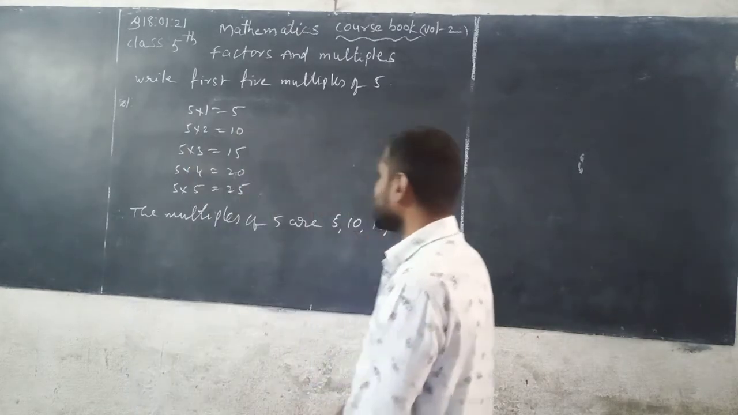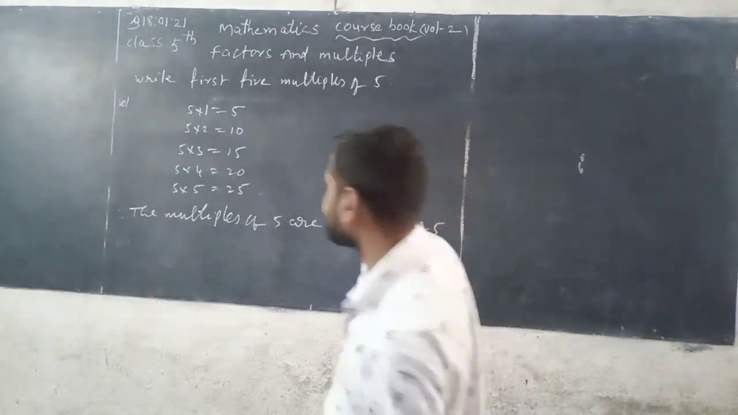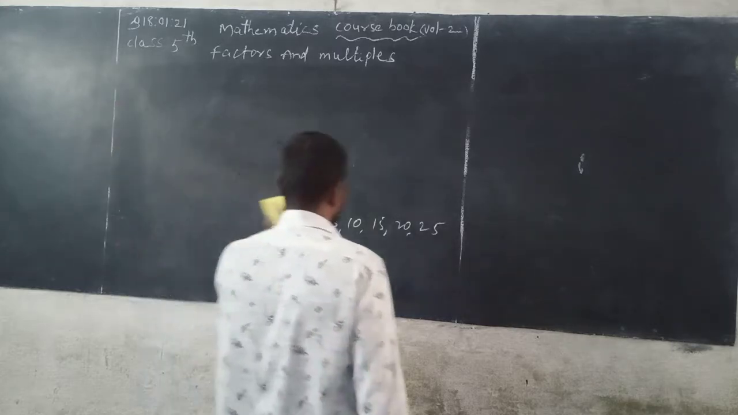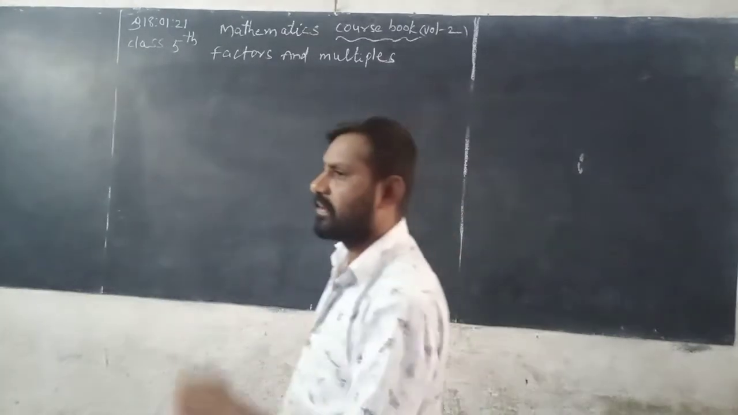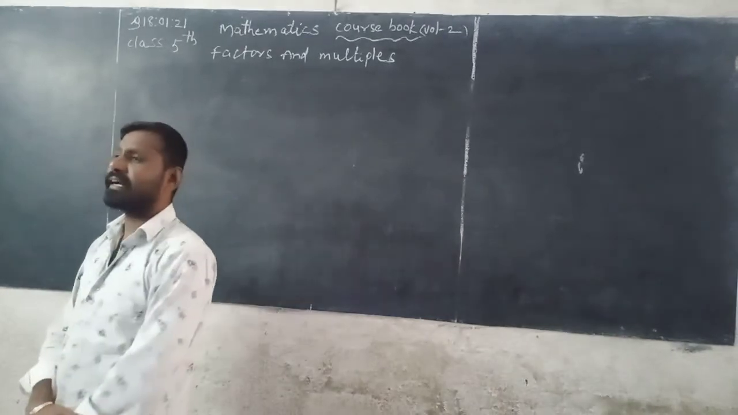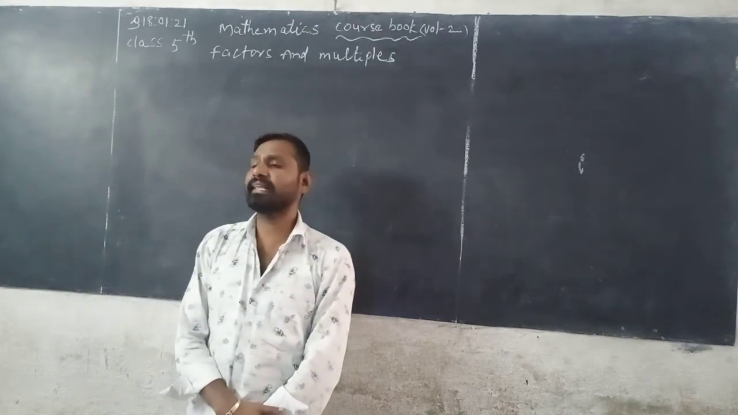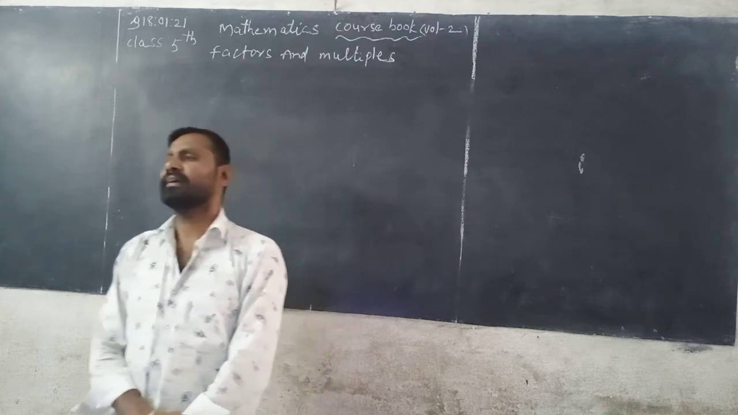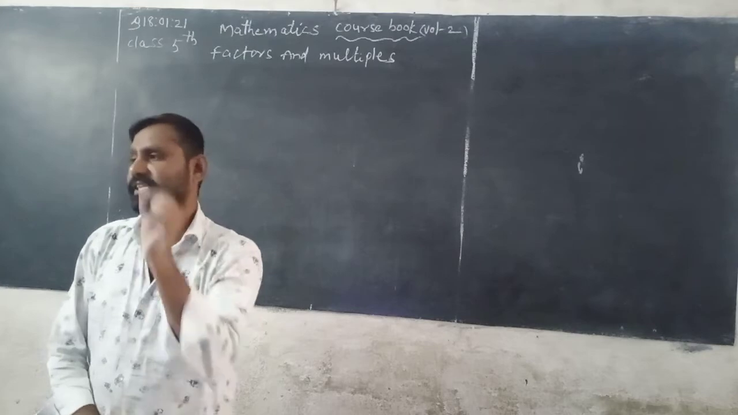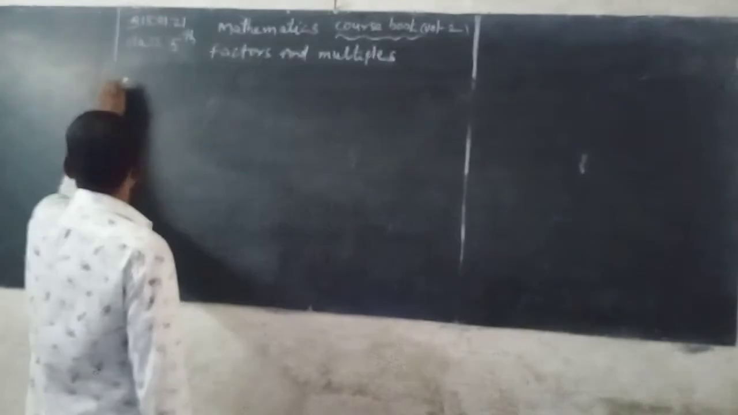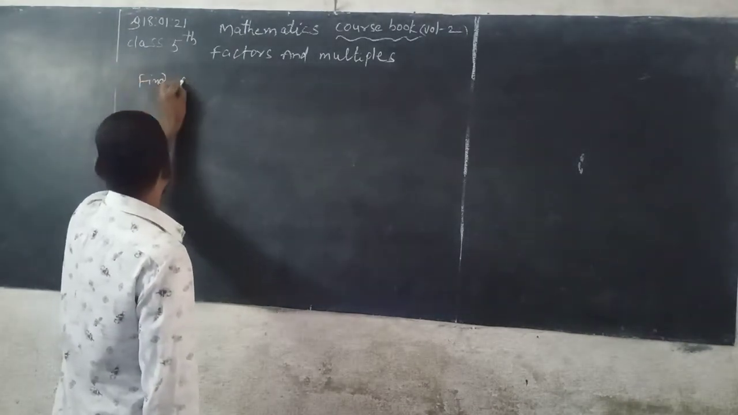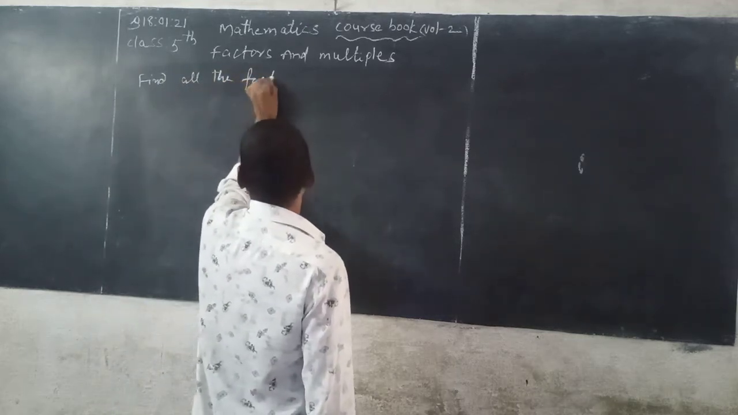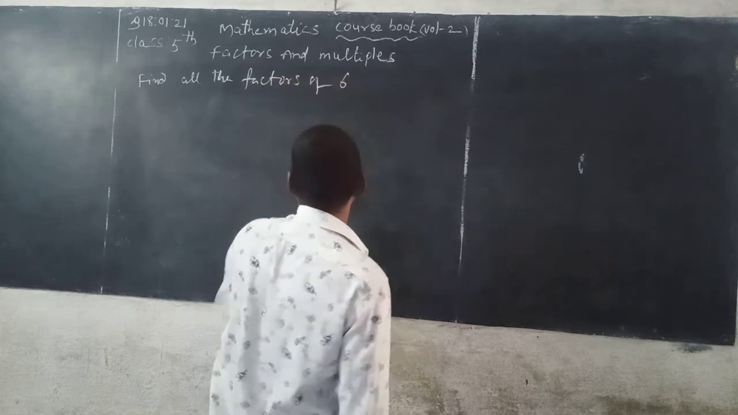See here, now next, factors. Listen carefully. See here, what is a factor? A number that divides another number without a remainder is called a factor of that number. Here the remainder is 0. See, now I am writing here, find all the factors of 6.